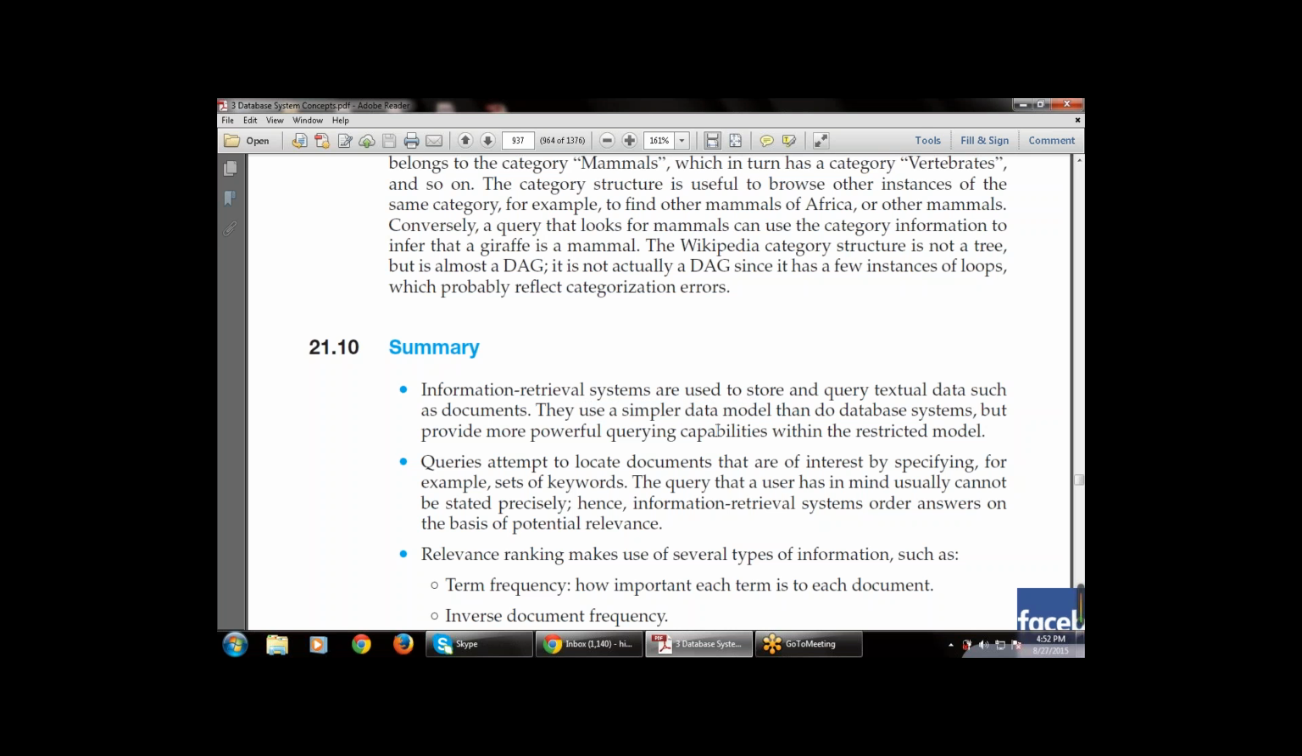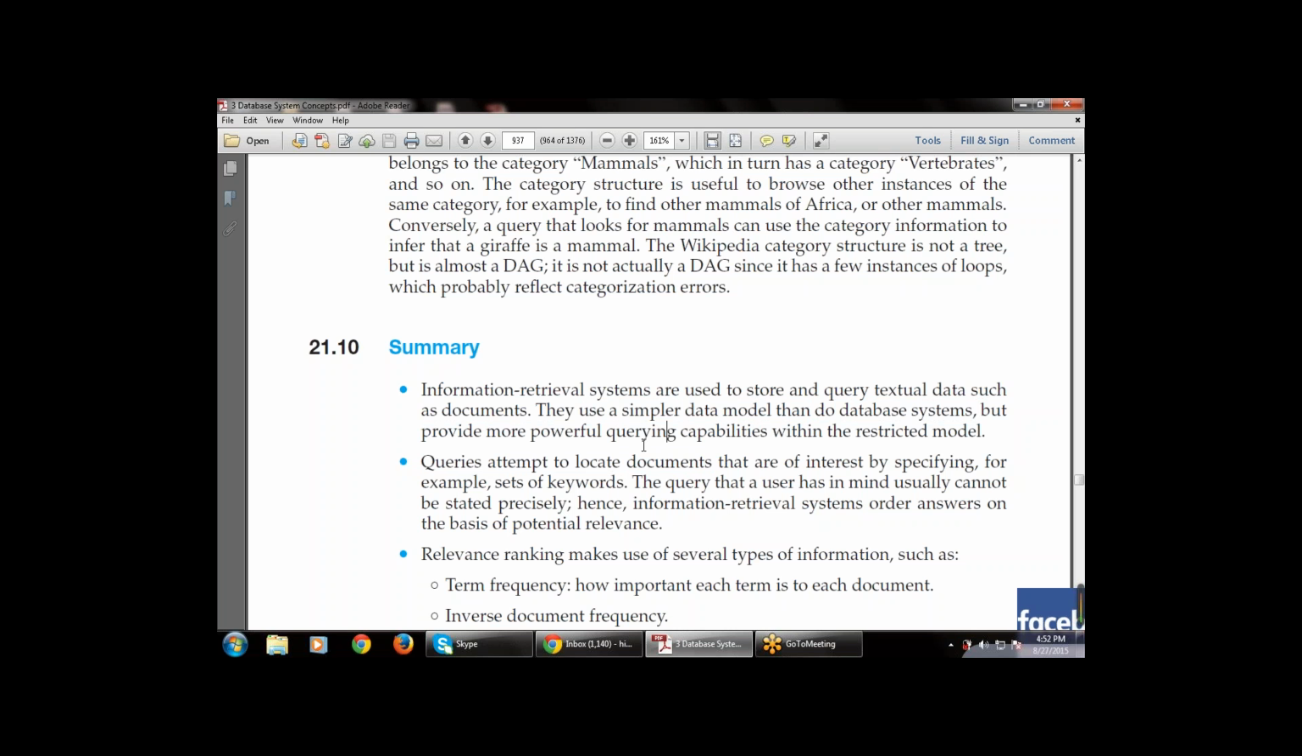They use a simpler data model than database systems, but provide more powerful querying capabilities within the restricted model.